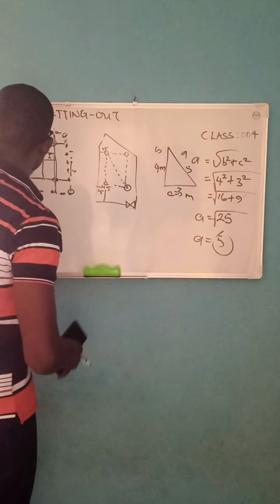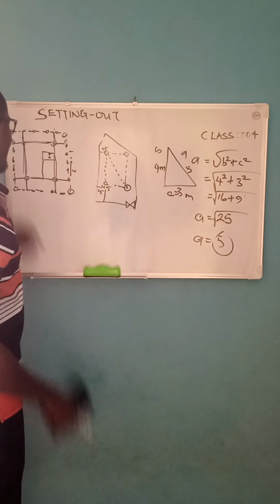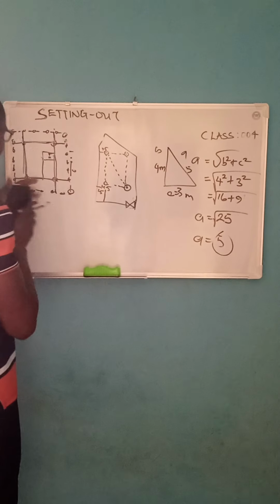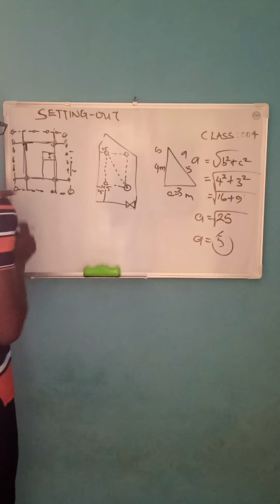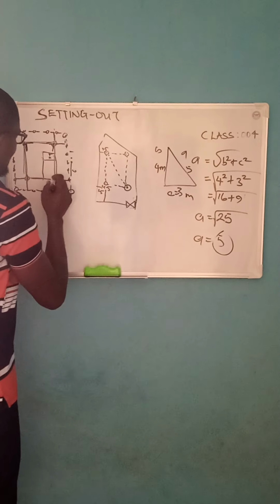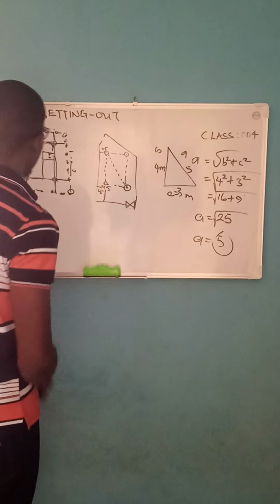You form the block. You go to the other end and do the same thing. Then do the same thing here. Put your square, to ensure that it's square. You do the same thing here. Then use rope and form it.